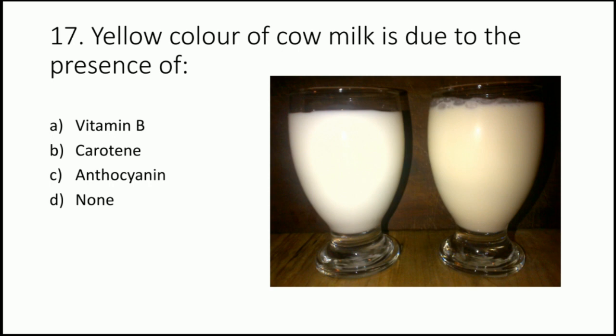So the answer to this question is option B. The presence of carotene makes the milk of cow slightly yellowish. These carotenoids are fat soluble vitamins. In the system of cow, the feed affects the color of milk. As the feed is rich in carotenoid, the milk will also be rich in carotenoid, and that is why it has a slightly yellowish color. So the answer is carotene.